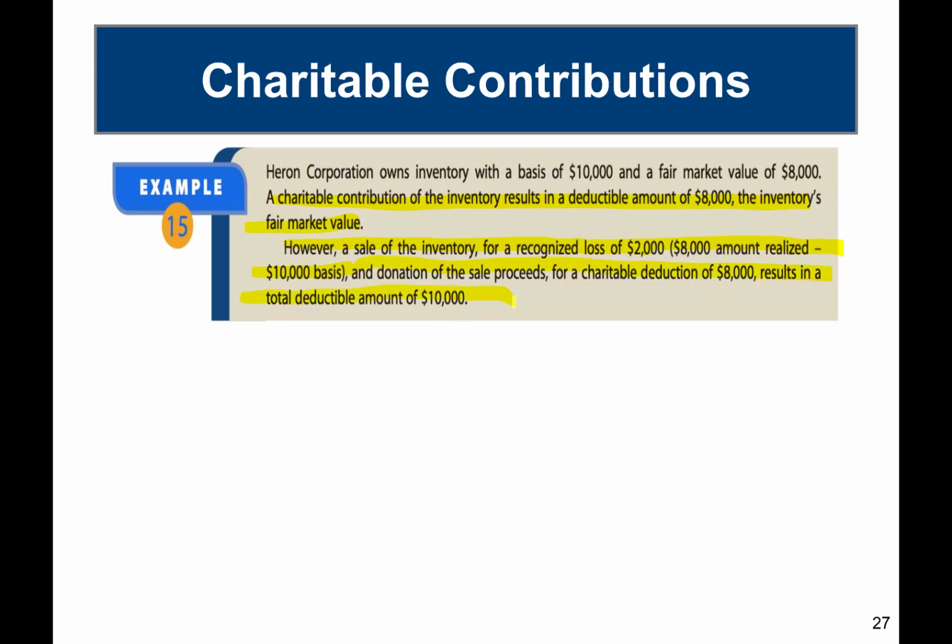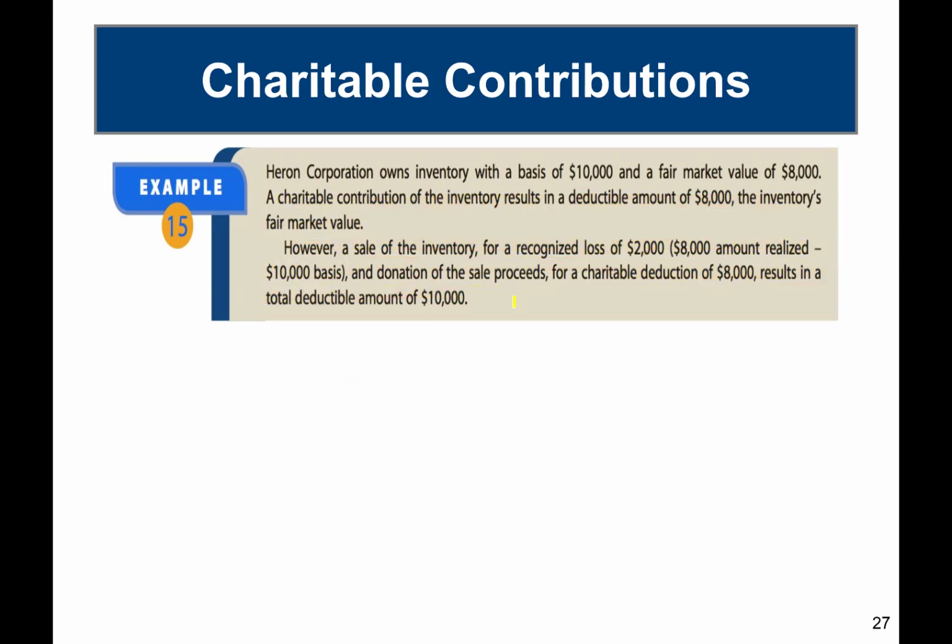Now I have a deduction of what? $10,000, the loss plus the what? Contribution of the cash that I gave from the proceeds from the sale. Okay, so a little better outcome. So you really shouldn't contribute lost property. Sell the property and then just give the money to the charity, right? And you get to deduct the loss as well.